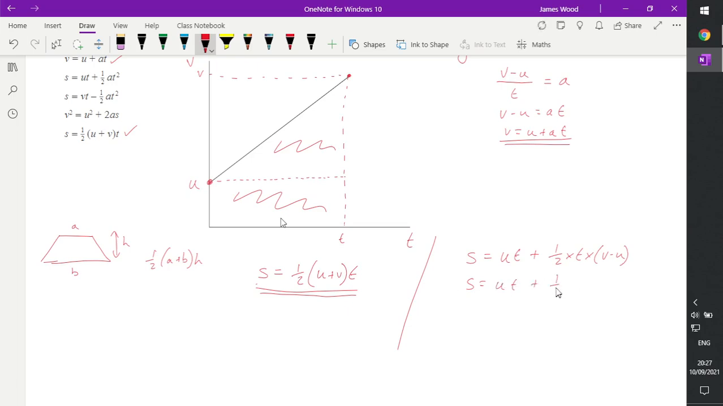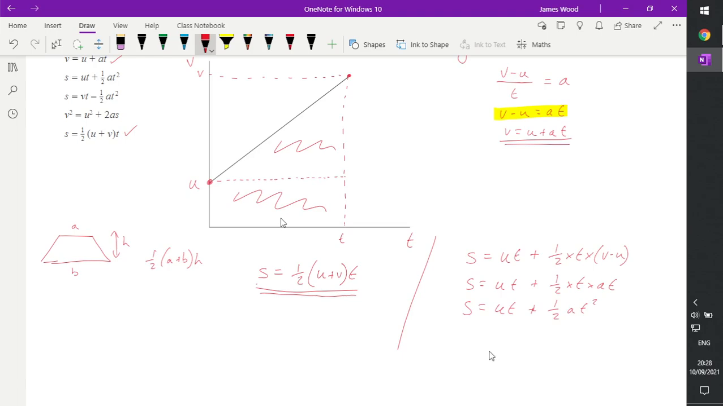This last bit here, v minus u, well, if we look back up to here, v minus u equals at. That came from our definition of acceleration using the gradient. So v minus u is actually the same as at. So down here where I've got v minus u in a bracket, I'm going to replace it with at. And now I'm going to simplify this. So this is going to simplify to half at squared.